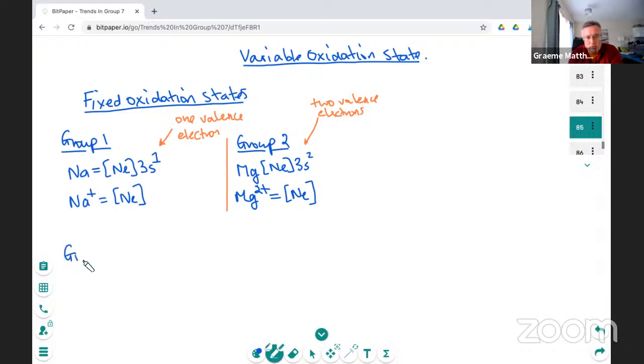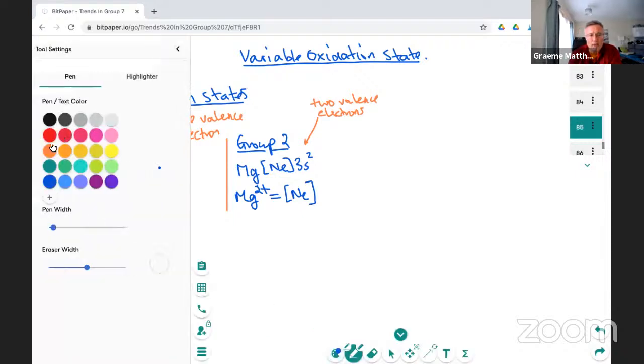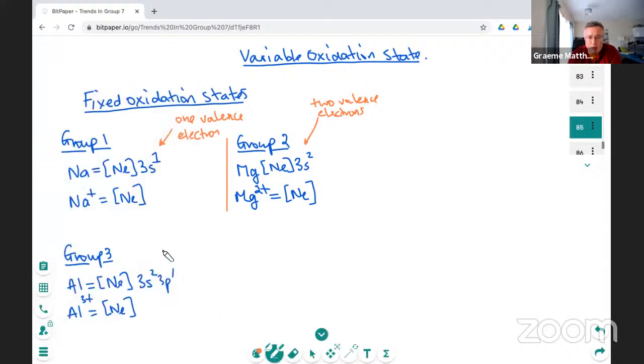Group 3 like this. Yeah, aluminum is going to be neon 3s2, 3p1. And so again, chemists, you're thinking the argument is, of course, aluminum has to be 3 plus, and so therefore it's just going to be isoelectronic to neon, which means the same electronic configuration as neon right there. But again, 3 valence electrons.